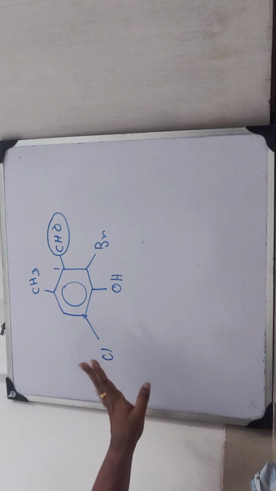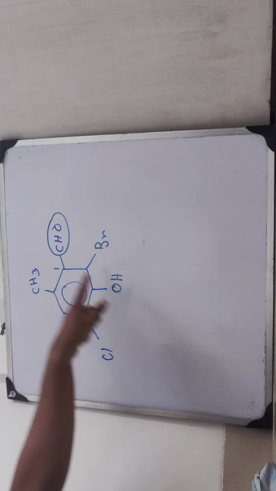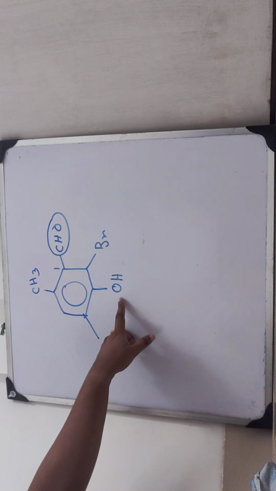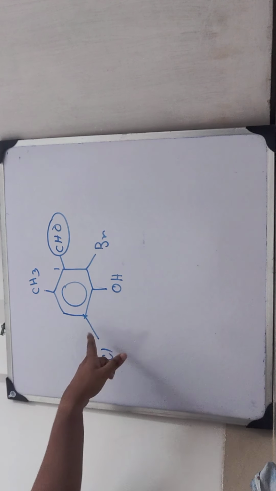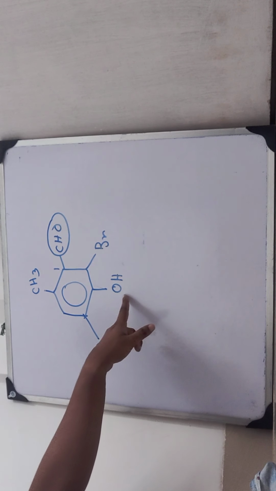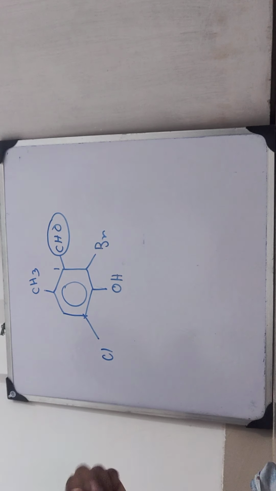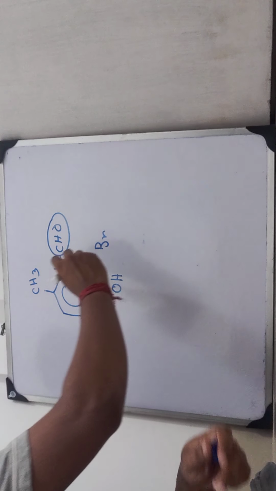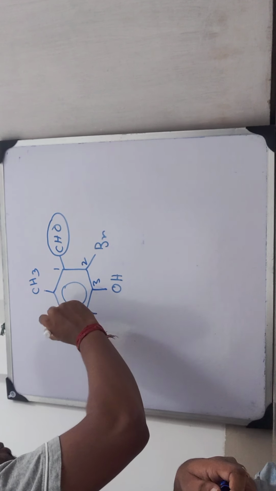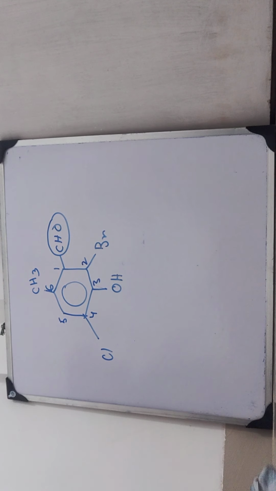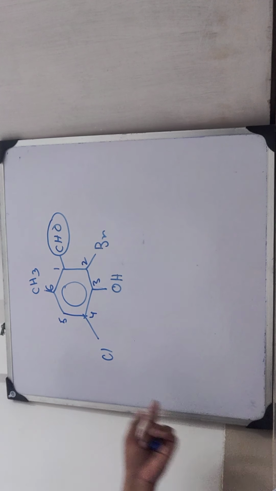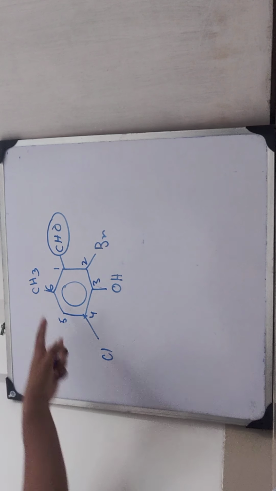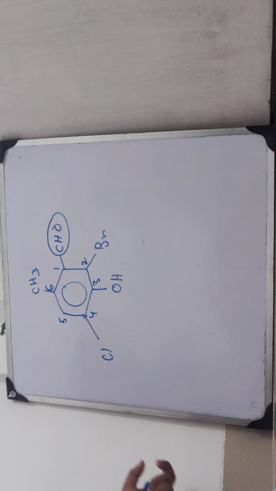That is very easy. But if we go clockwise, then we will get OH at the minimum carbon number. If we rotate anti-clockwise, then the OH would come at number 5 position, which is not correct. So the simple numbering is 1, 2, 3, 4, 5, 6. Simple. Okay, so what will be the name of this? The basic name is benzaldehyde. If CH3, Br, OH and Cl were all absent, and only CHO was present, then it would be named benzaldehyde.